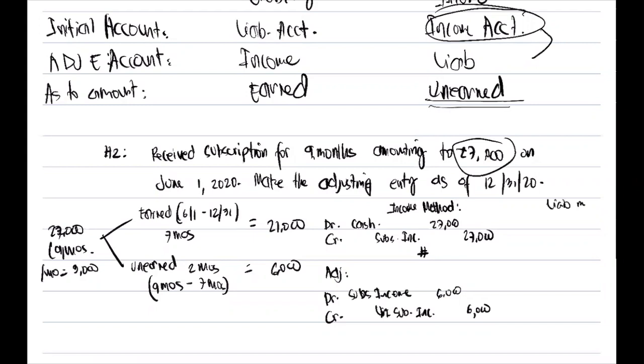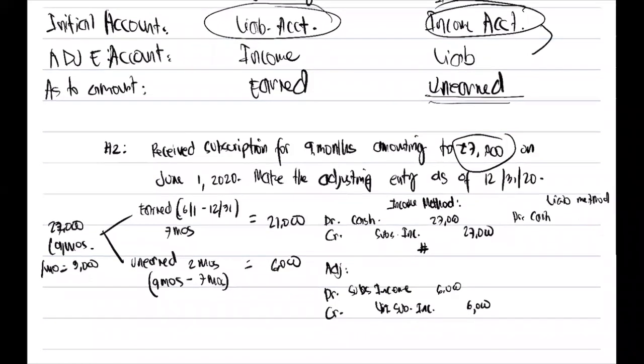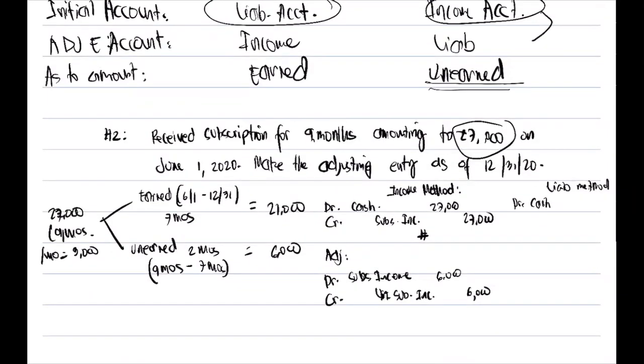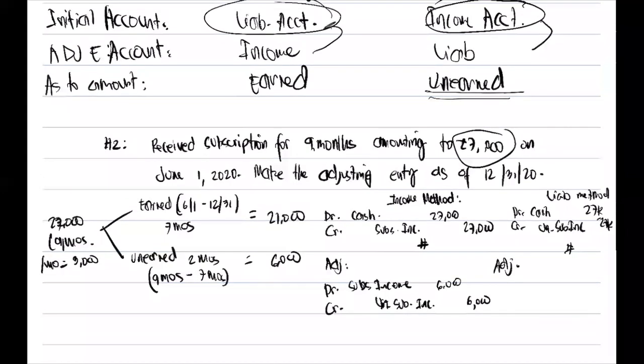What if we use your liability method? What is your entry? Initial account that you use is a liability account. So you debit cash, credit unearned subscription income, amounting to the amount of our transaction. Next, we will make our adjusting entry. So if it's initially recorded as liability, what will we recognize? An income. So you need to credit subscription income.